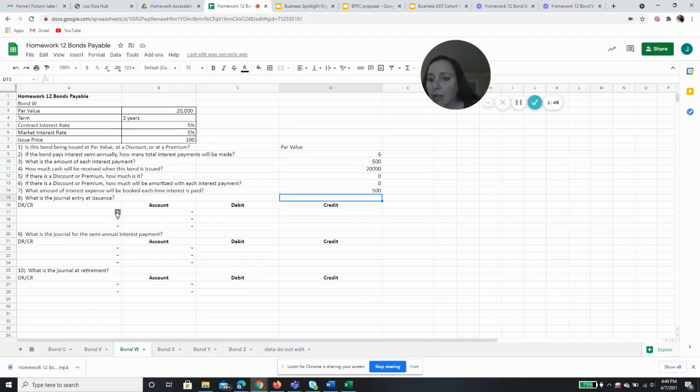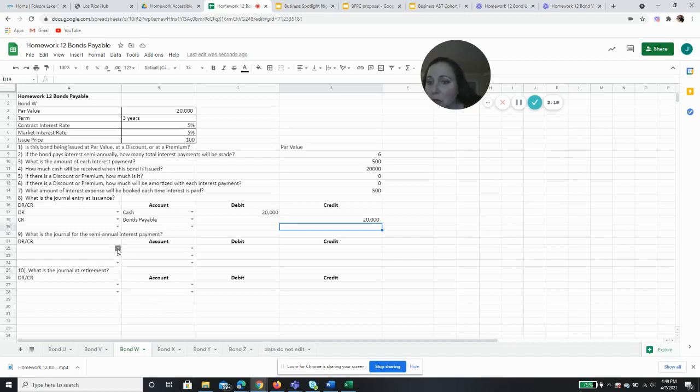All right, so at issuance, we are going to debit cash. The whole reason we're issuing this bond is because we need some cash. And it's going to be at par value because it is a par value bond. And then we are going to credit bonds payable. And that's going to be at par value because every time we debit or credit bonds payable, it's going to be at par value. All right, we're not going to use that third line because that would be reserved for if we have a premium or discount, and we have neither.